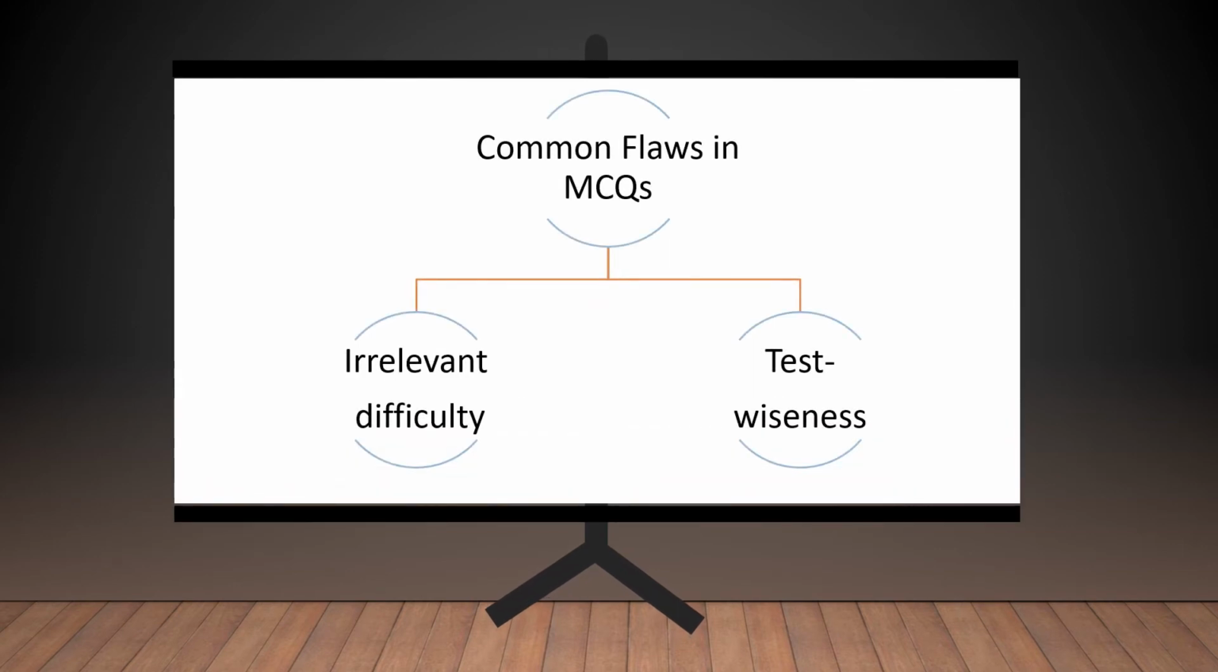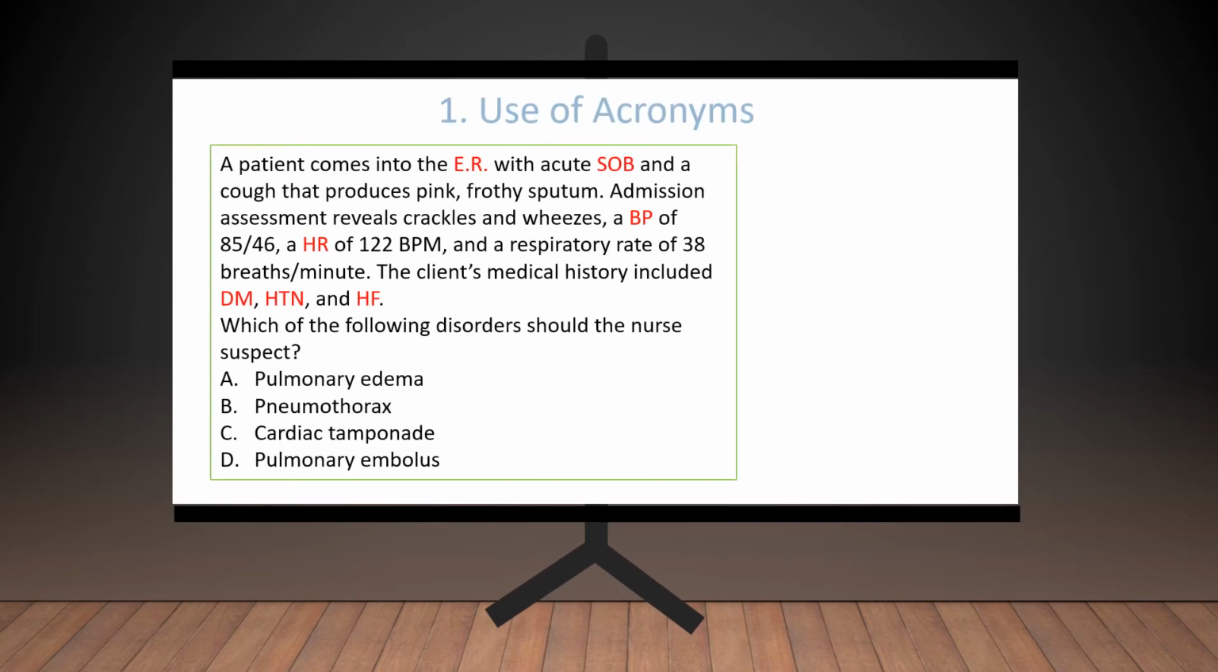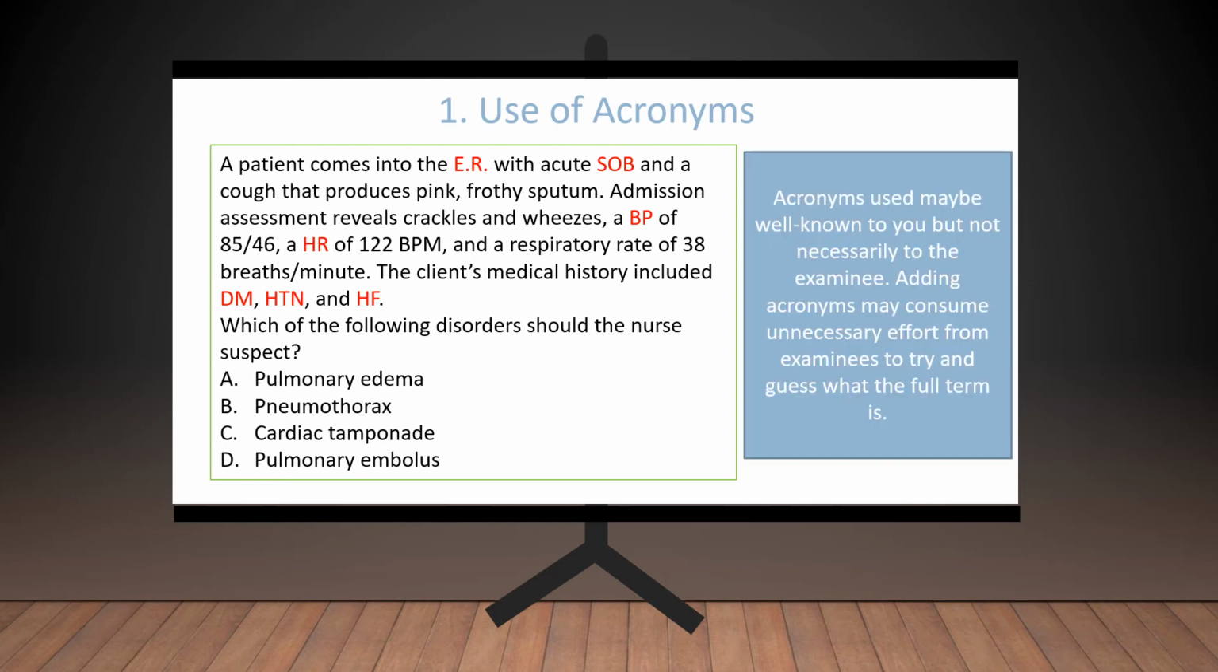Now let's look at the flaws that add unnecessary complexity, the irrelevant difficulty flaws. Number 1. Use of acronyms. As seen in the supplied example, several terms are written as shortcuts. Acronyms used may be well known to you, but not necessarily to the examinee. Adding acronyms may consume unnecessary effort from examinees trying to guess what the full term of it is.